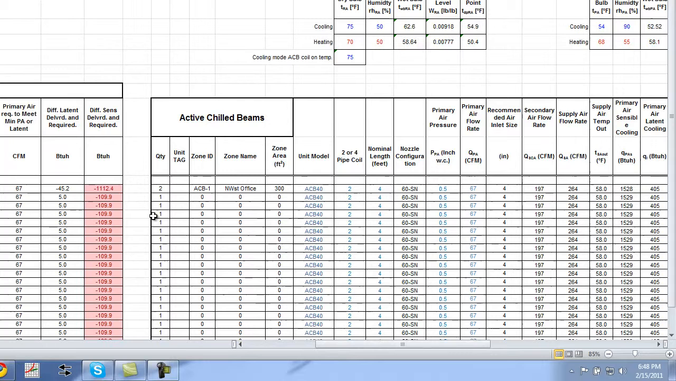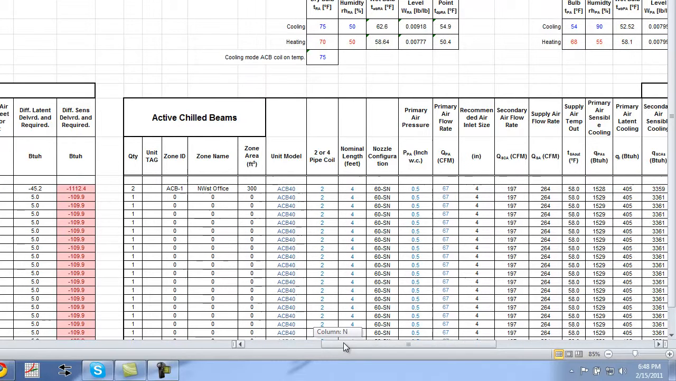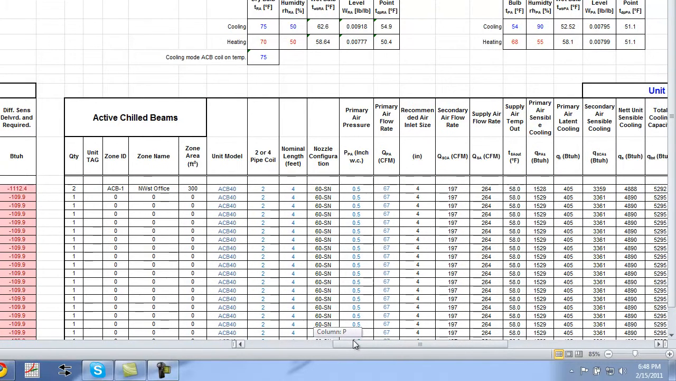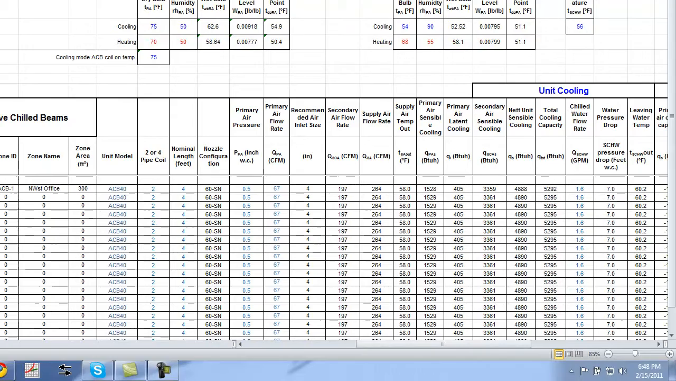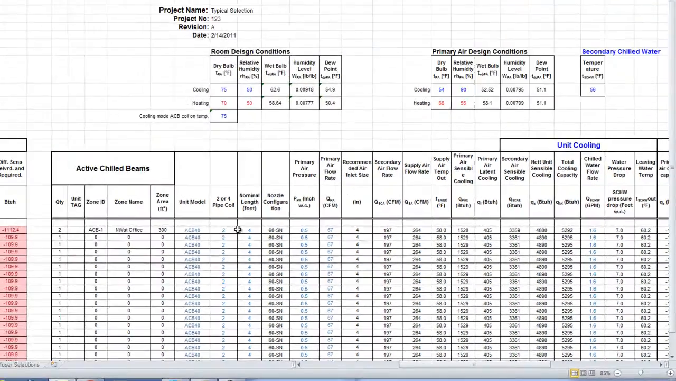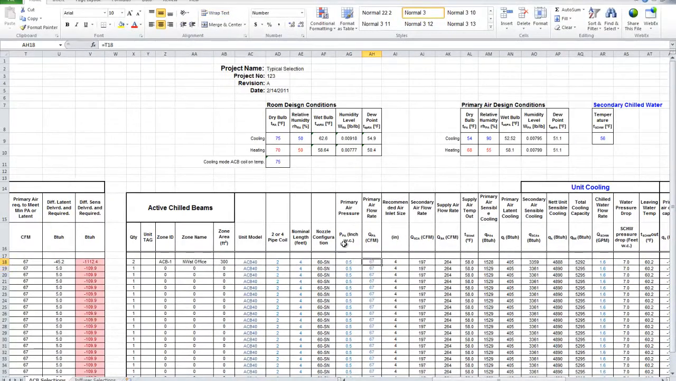So we need to now update either the length, pressure, primary airflow rate and water flow rate in order to get additional cooling capacity to the space to meet the zone requirements. So with a typical chill beam selection, once you've set the length of the beam that you would like, the easiest way to deliver additional capacity is to increase the airflow rate.